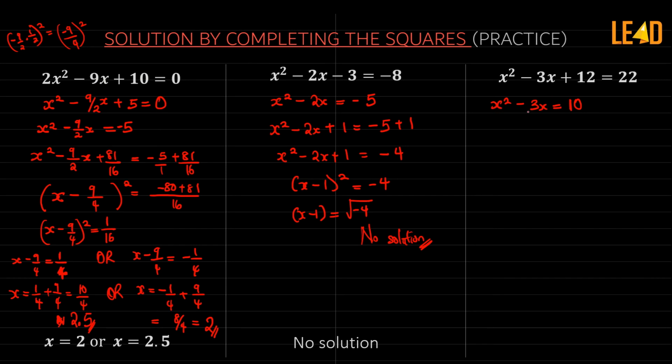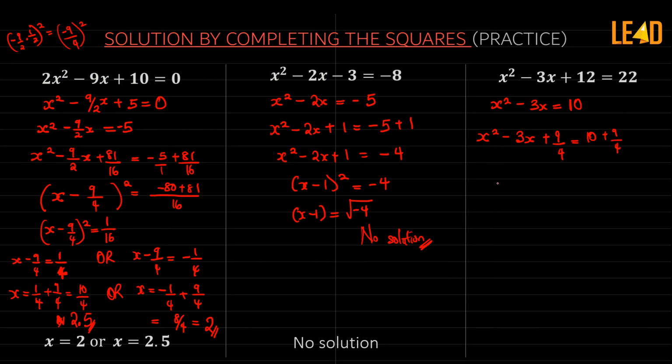So A is 1, we've moved C. The next thing is we need to add the C that we need on this side, right? So we'd have x squared minus 3x. Okay, so that would be basically minus 3 over 2 all squared, which will give us plus 9 over 4. And we'll put that on the other side, 10 plus 9 over 4.